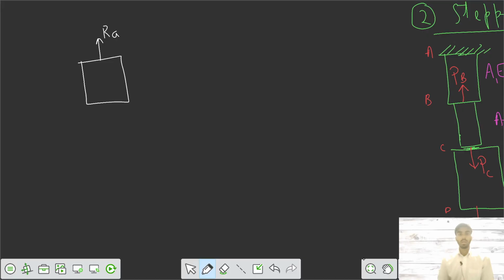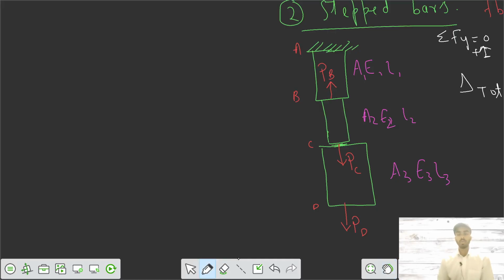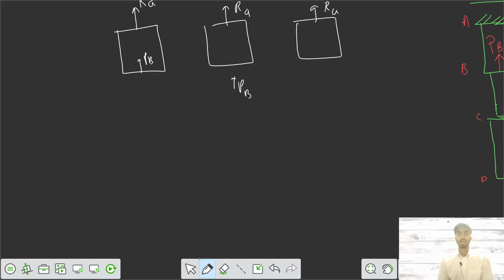There may be some confusion. You would say, why keep this PB either here, or outside of that? Should we keep it in the member BC, PB this way? For that, you can do anything. The structure has to be in equilibrium.